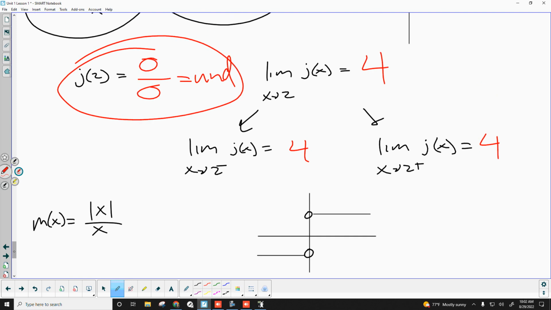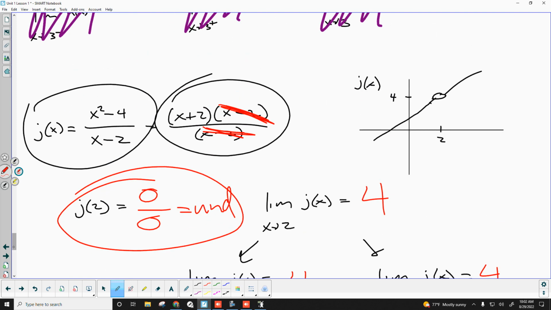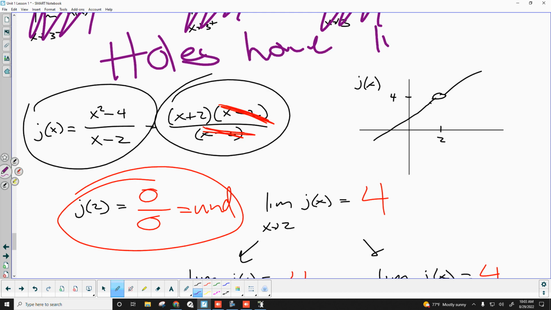If you need a little reminder, put it down. Holes have limits. They may or may not have a function value at the location.